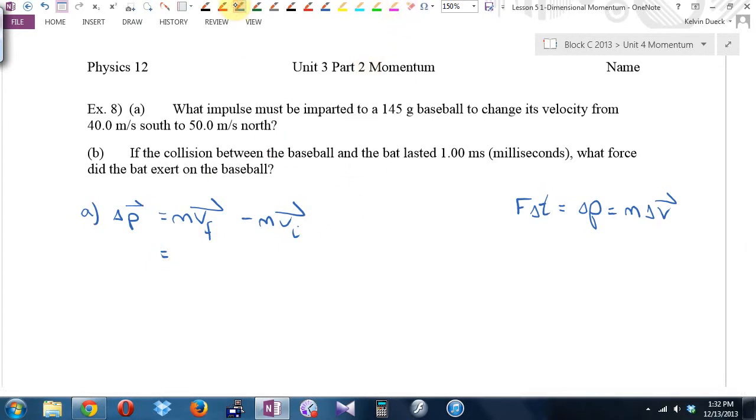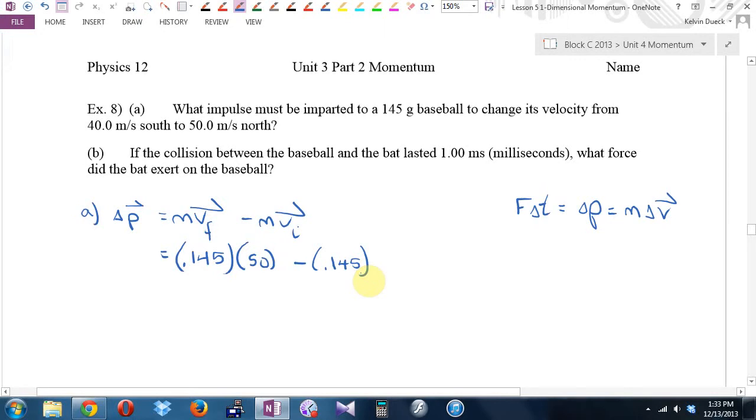All right. Can I do this? What's the mass? Please don't say 145, because it's not. 0.145. Okay. What's the final velocity? 50 minus... Oh, you said the mass was 0.145. What's the initial velocity? 40's wrong. Why negative 40?